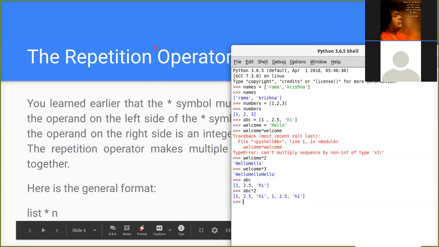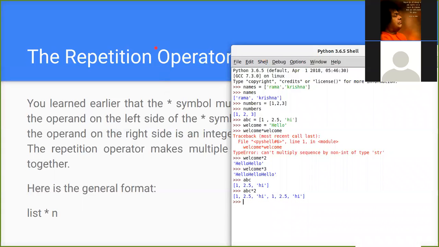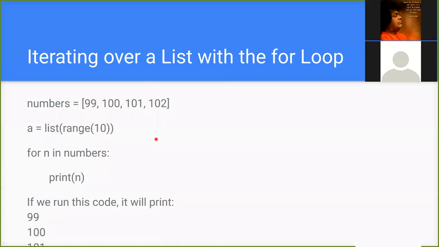It is mainly useful at times when you want to simply double your list or triple your list. So you can perform such operations using the repetition operator. The name itself signifies repetition, it repeats itself. So that's the repetition operator for you.